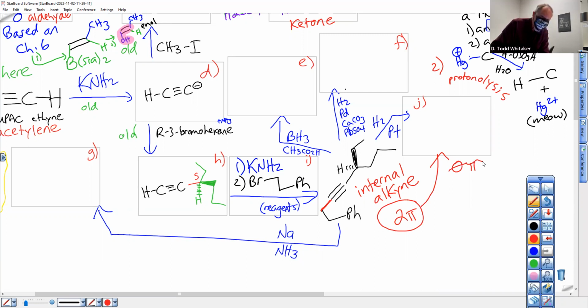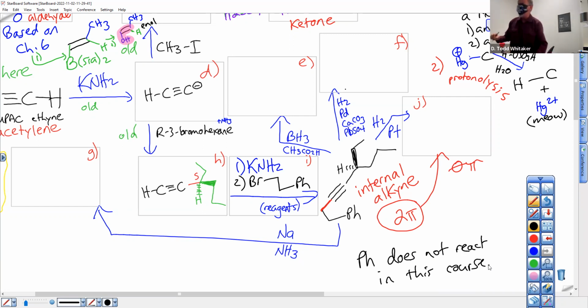Oh, I can't lie. Phenyl has pi too, right? Phenyl doesn't react in this course. You will learn lots of phenyl reactions in Chem 242. They are very important, but we're not going to do that till Chem 242. And they're not easy to do. Under the conditions in Chem 241, this will not react. So when I'm saying there's 2 pi bonds, I'm only talking about these 2, right? Not the 3 in phenyl.